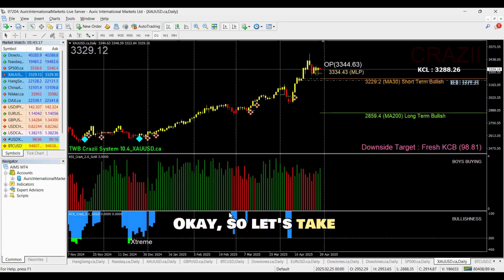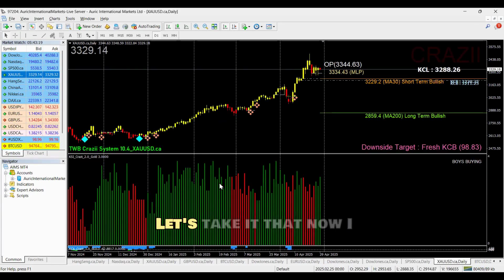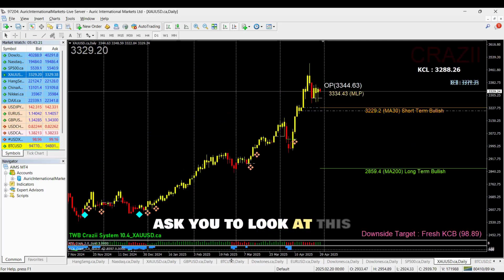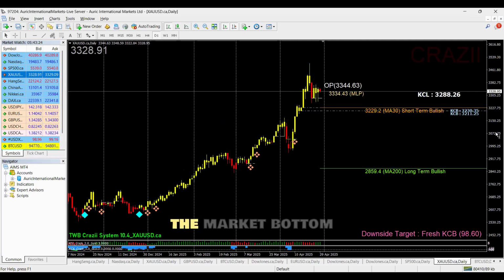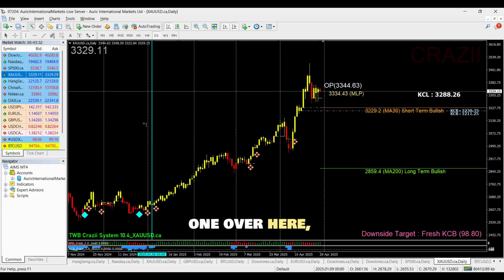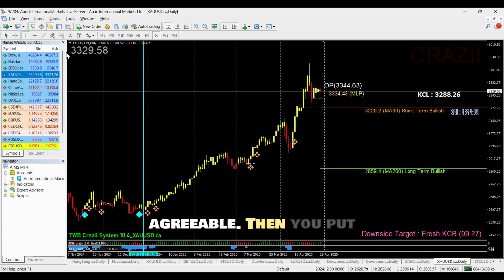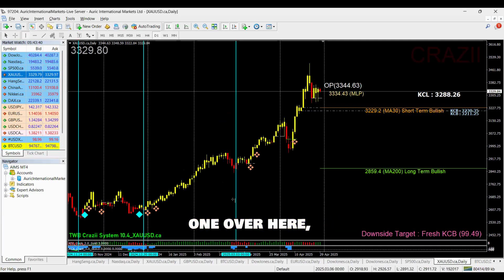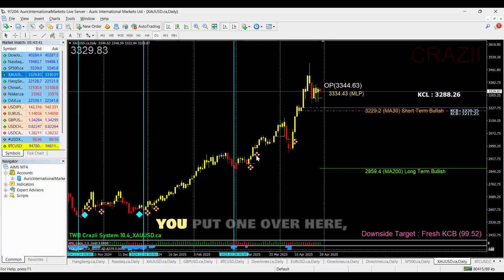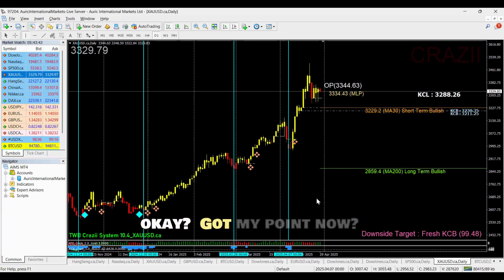Okay, so let's take a look at this chart here, everyone. This is a gold chart, right? Can you pick for me the market bottom of this entire trend? So probably you're going to put one over here, then maybe one around here, the lowest point, and then maybe one over here, and then one over here. Okay, got my point now?